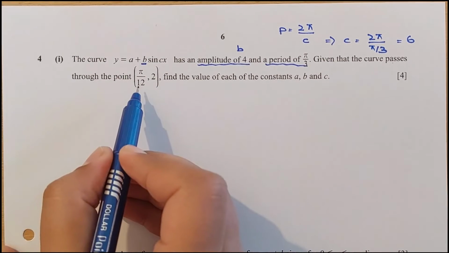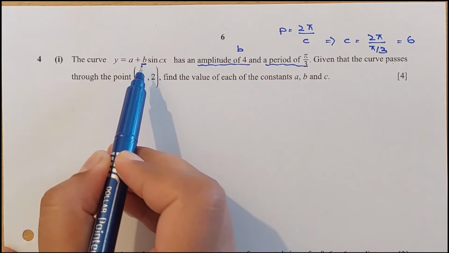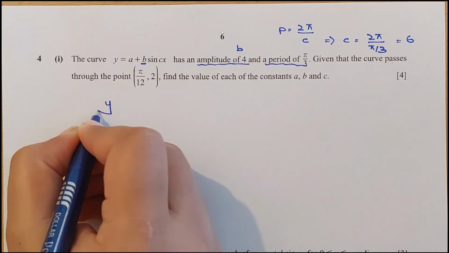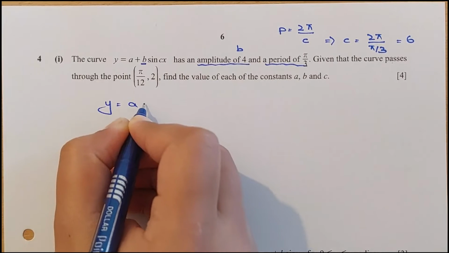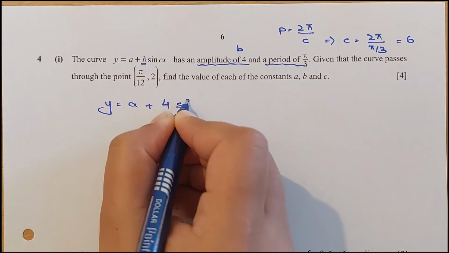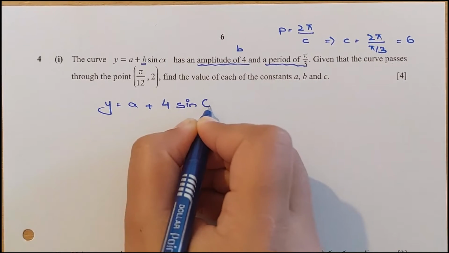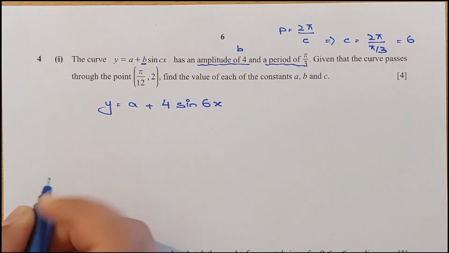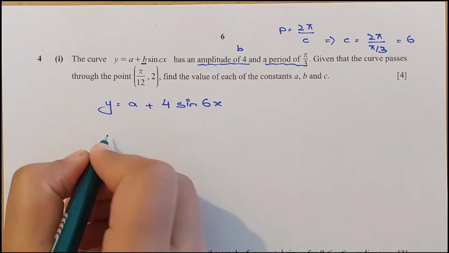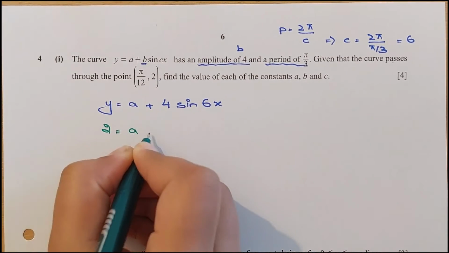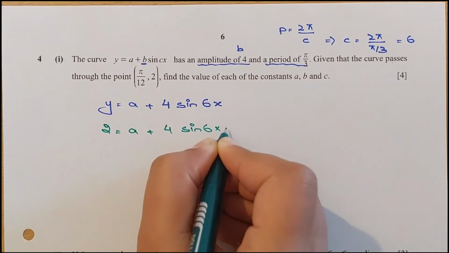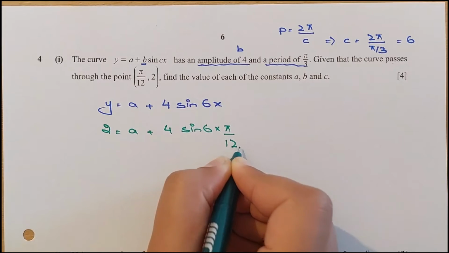Right. So when it passes through this point, we now have the values for b and c, so we can get a. So y equals a plus the b value, the amplitude 4, sine, the c value 6, x. To get a, we have to substitute the point: x is pi by 12, and y is 2. So 2 equals a plus 4 sine 6 times pi by 12.